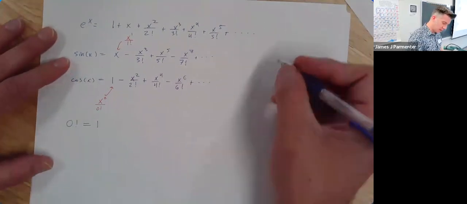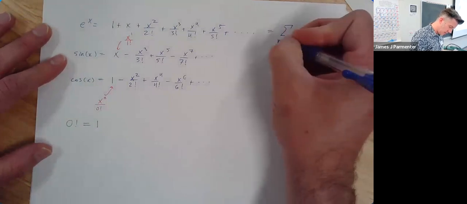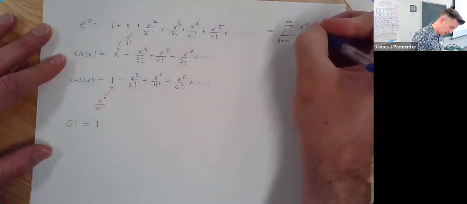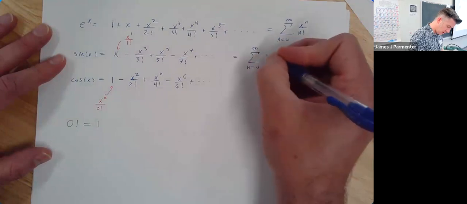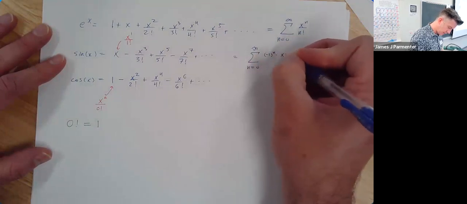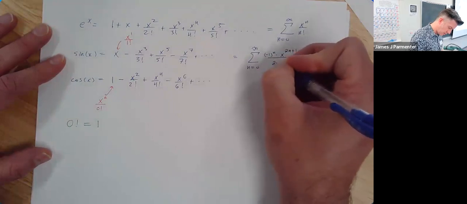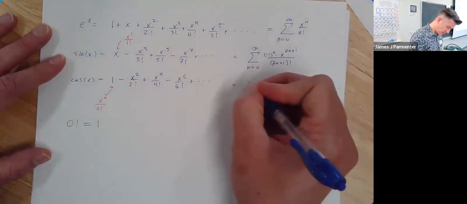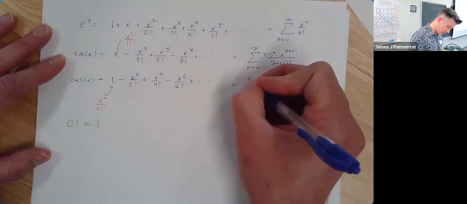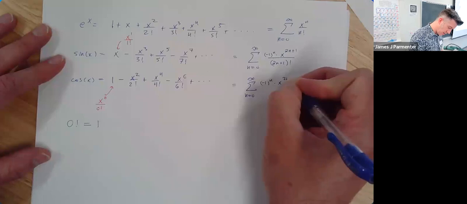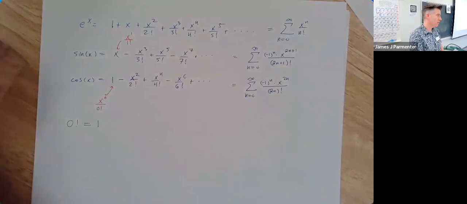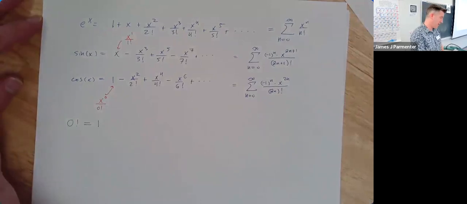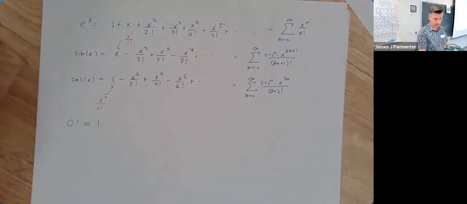It's also good to be able to write the sigma formulas. So this is the sum from n equals 0 to infinity of x to the n over n factorial. This is the sum from n equals 0 to infinity of negative 1 to the n times x to the 2n plus 1, over 2n plus 1 factorial. And this one is the sum from n equals 0 to infinity of negative 1 to the n times x to the 2n over 2n factorial. Those three, I think, are definitely worth memorizing. There are a couple others I also think are worth memorizing, but these are probably the most important.